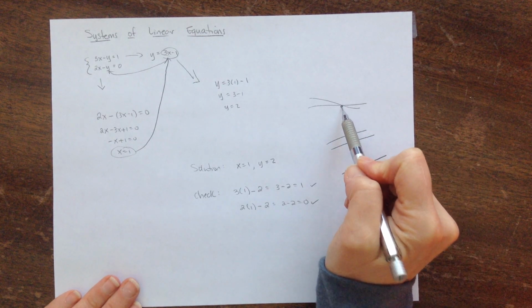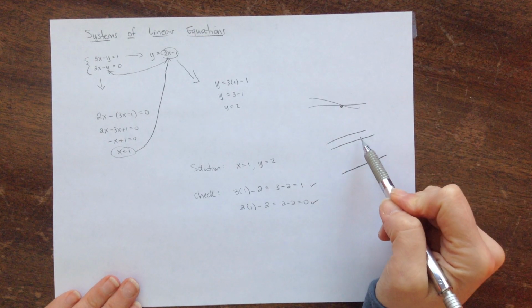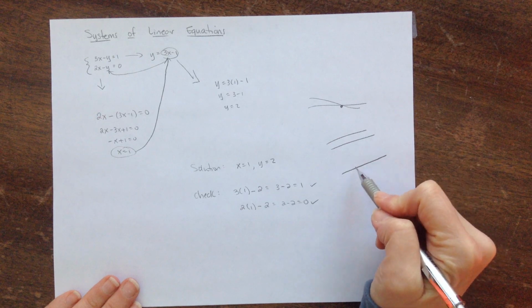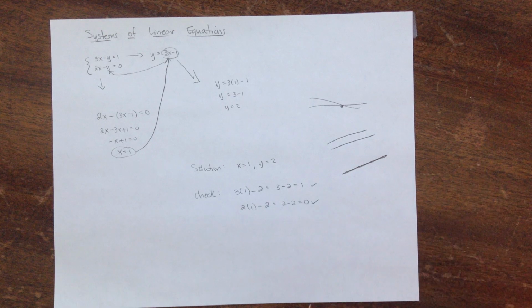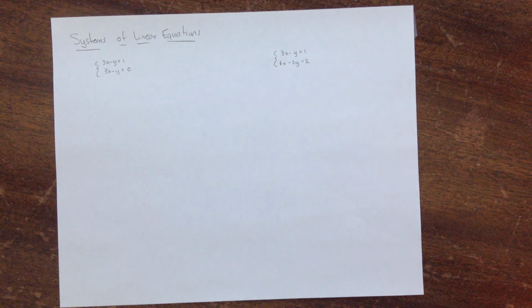So this is the situation we have now, where we have a unique solution. If you have two parallel lines, you have no solution. And if you have two versions of the same line, then you have infinitely many solutions. And those are the only three possibilities for solutions to systems of linear equations. So here are a couple more systems that I'll solve very quickly.